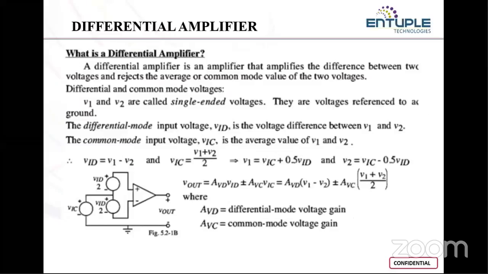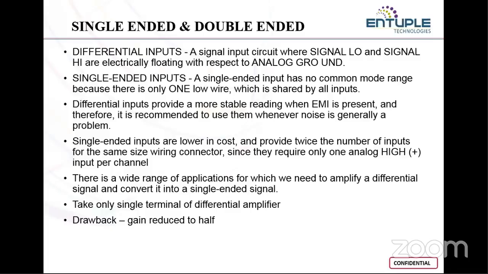So what is a differential amplifier? A circuit that is used to amplify the difference between two voltages. There are two types: single-ended and double-ended. Single-ended differential amplifier and double-ended differential amplifier. What is the significance of these types of circuits? If we have two differential outputs, one is at signal low and the other at signal high, and they are electrically floating with respect to the analog ground.